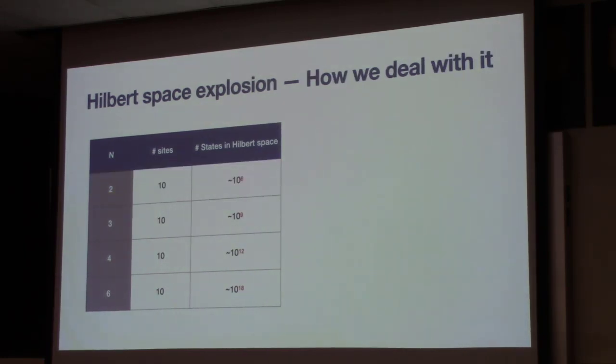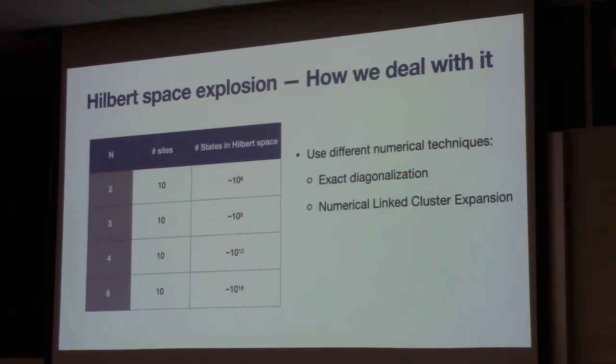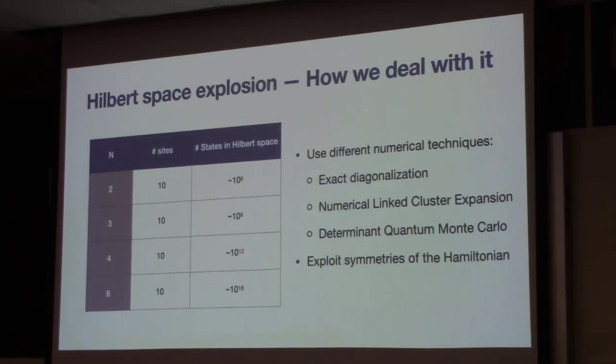So the techniques we have developed are, one of them is exact diagonalization, but one has to be clever. Numerical linked cluster expansion, DQMC. But the important thing is, we have to exploit the symmetries of the Hamiltonian, and we have to exploit our knowledge of the physics. So maybe in some cases we can do some approximations or simplify certain things.